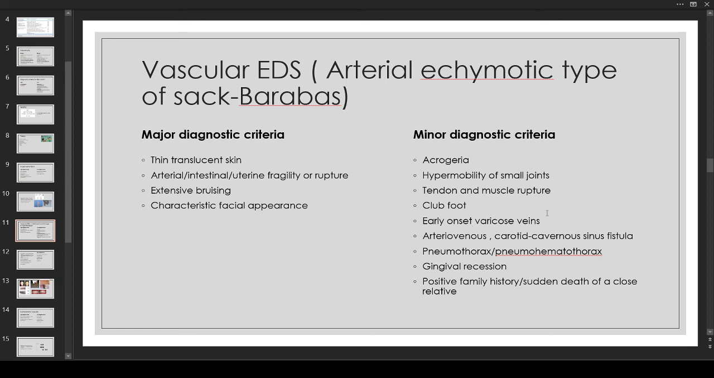The usual onset is from 40 to 60, if the patient has any. But in this case, in the early 20s, varicose veins appearing on the chest or the legs is going to be showing. And arteriovenous or carotid-cavernous sinus fistula, pneumothorax, pneumohematothorax, and gingival recession, and positive family history, and the sudden death of a close relative, not so rare, but it could be a red flag as well. A close relative that is young, of course.